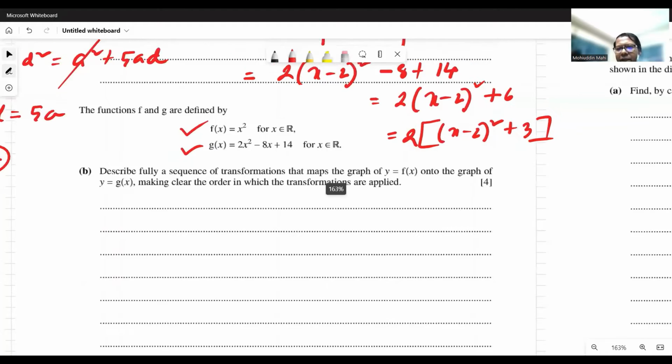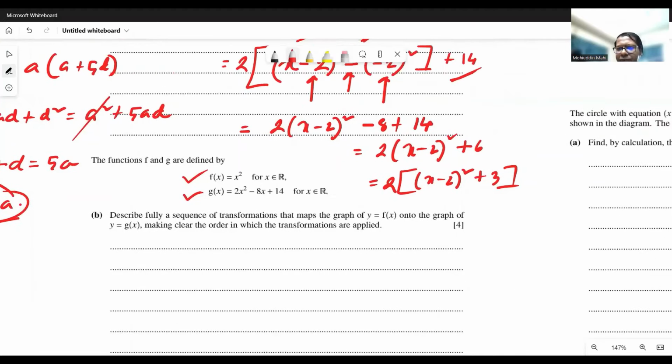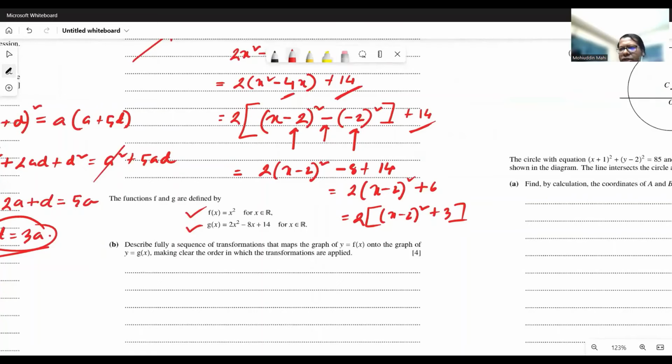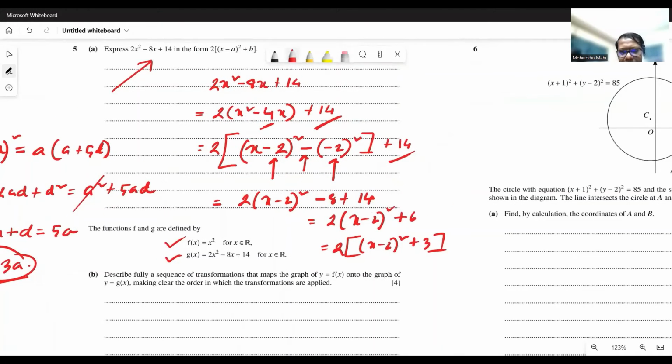If you analyze the past 4 to 5 sessions' question papers, you will see that first you will get a question related to completing square form, followed by a question related to transformation. And you have to use this completing square form to explain the transformation. That 2x square minus 8x plus 14 was given in the first question, and in completing square form you have got that. So now think about it.